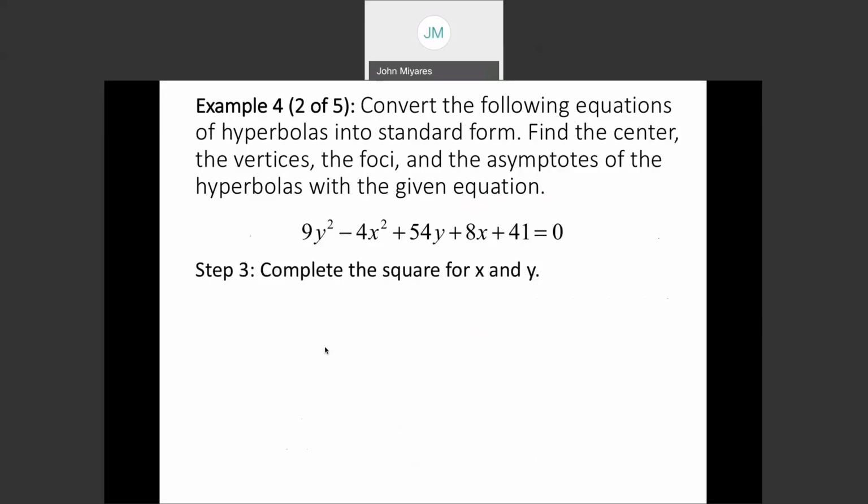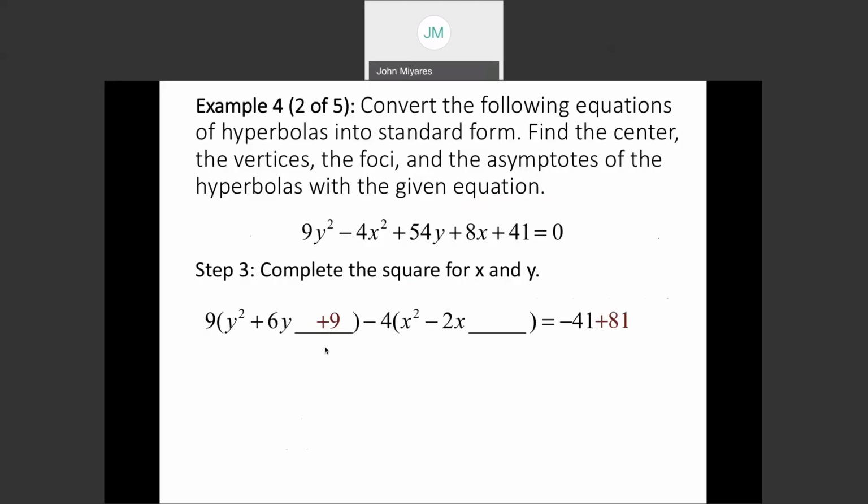To complete the square, we need to look inside each set of parentheses and determine the constant that will allow that expression to factor as a perfect trinomial square. For the y's, we have to take half of 6 to get 3, and 3 squared is 9. So while we can insert a 9 inside the parentheses, we need to remember that everything inside the parentheses is being multiplied by the 9 on the outside. So we don't want to add 9 to the other side. We actually want to add 81 to the right-hand side.